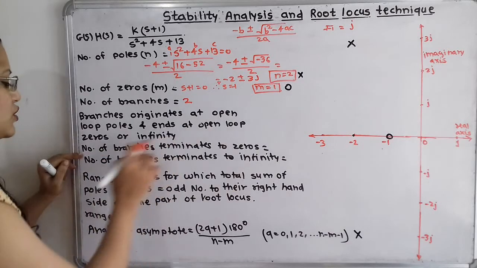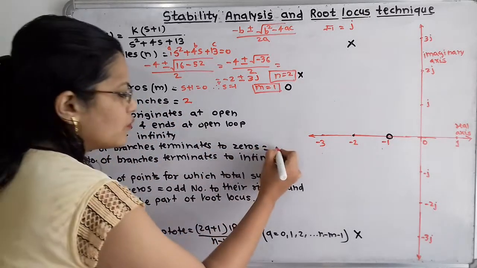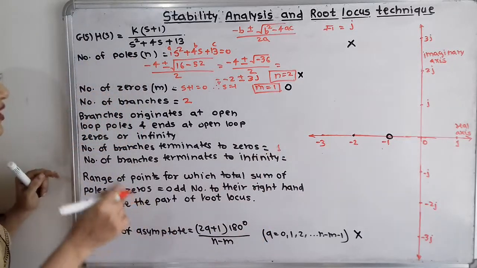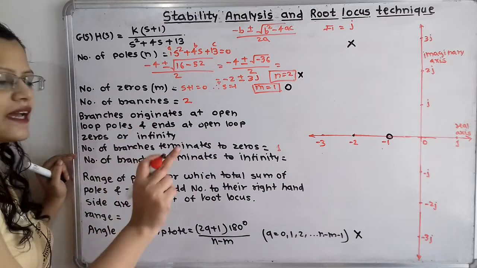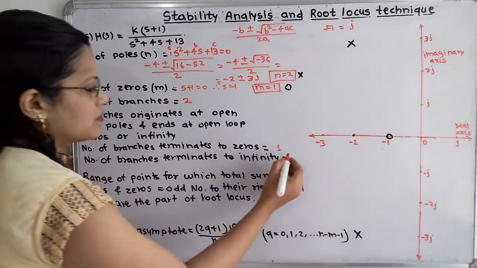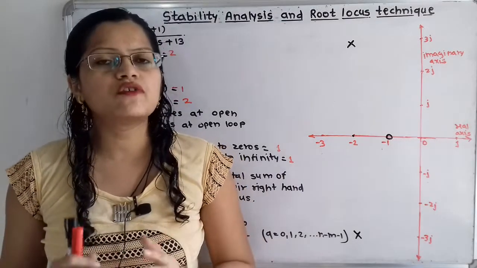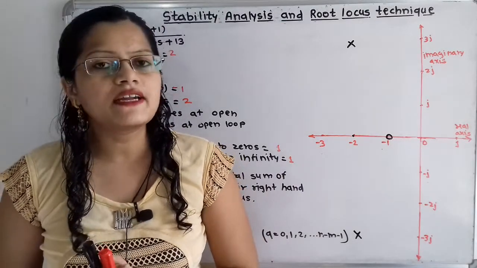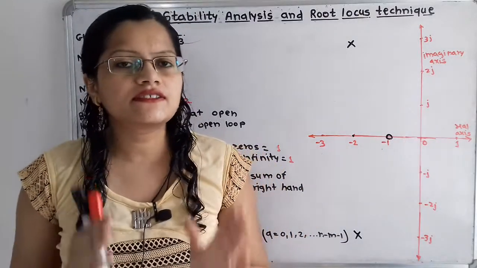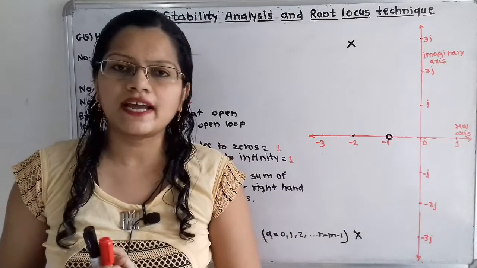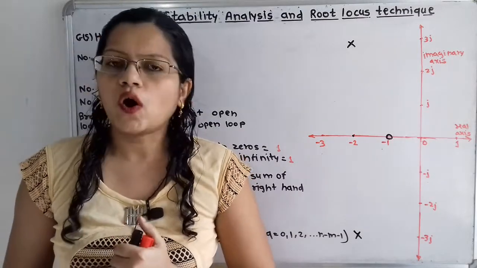So in this question, the number of branches terminating at zero is 1 because here only 1 zero is there. Out of 2 branches, only 1 branch is remaining, so the number of branches terminating at infinity is 1. Now we will move to the next step. We will find out the range of points on the real axis for which the sum of the number of poles and zeros on the right hand side should equal an odd number.